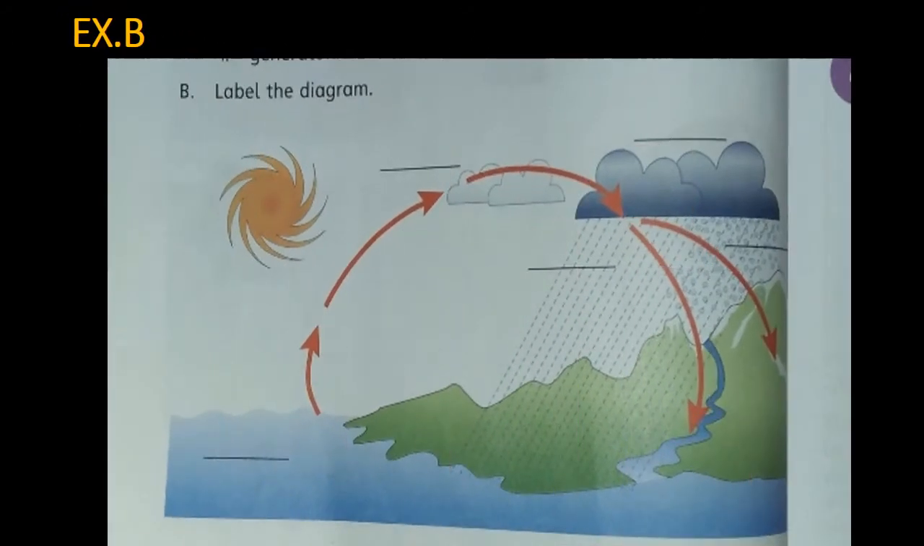Now this is exercise B. This is the simplest exercise. You just have to label the diagram. This diagram is the water cycle, and you just have to label the different stages of the water cycle.